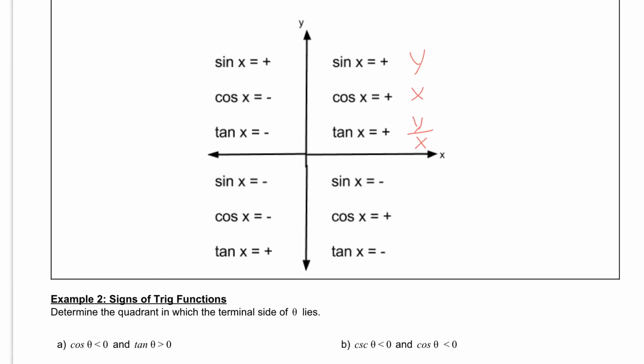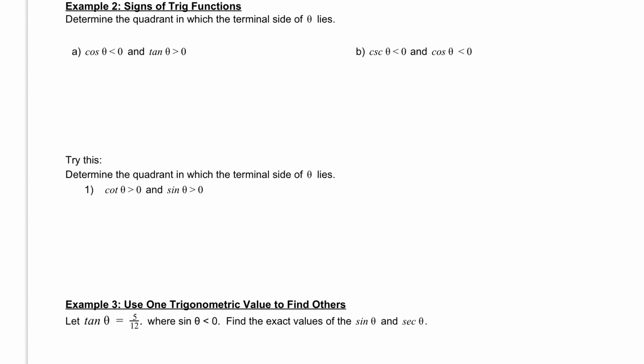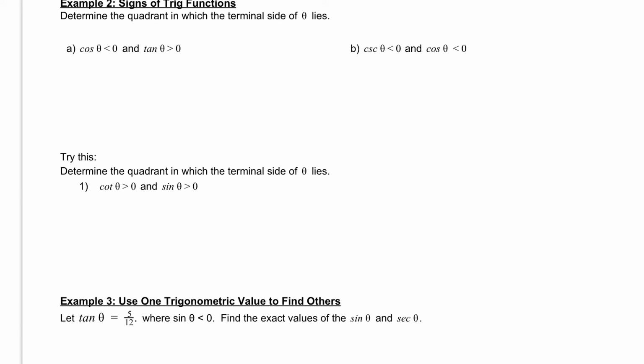So now let's go ahead and look at example 2. It says determine the quadrant in which the terminal side of theta lies. So here we have cosine of theta is less than 0 and tangent of theta is greater than 0. So we're going to draw out our quadrants, and we're going to think about when is the cosine less than 0? Well, remember the cosine is the same as our x. So cosine is negative when x is negative, which means these two quadrants are when the cosine is negative. So we can say that it will not be in these two where the cosine is positive.